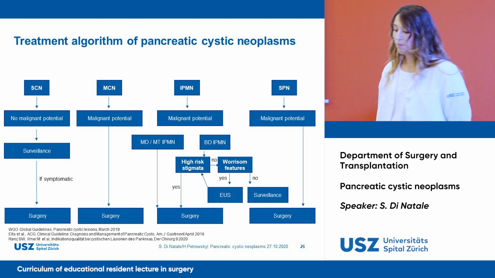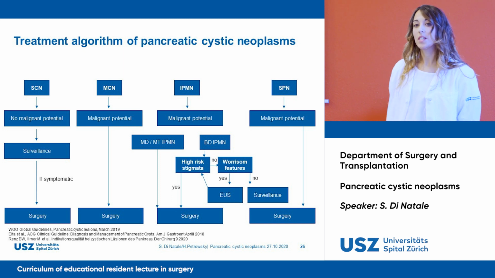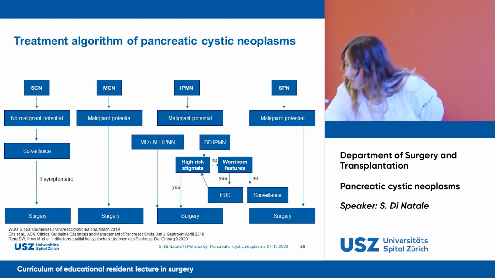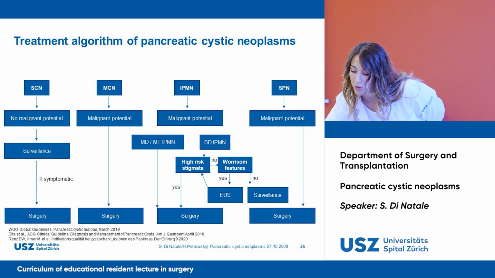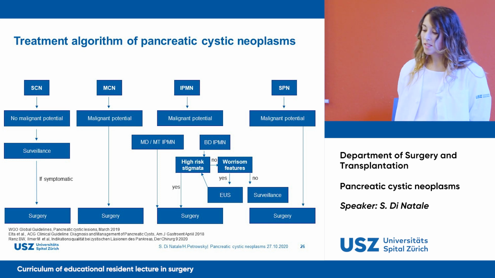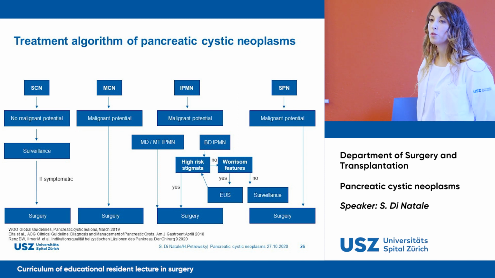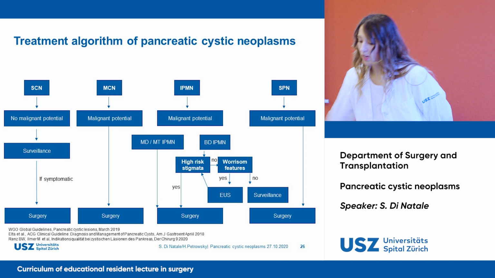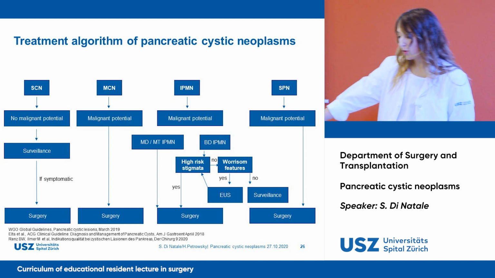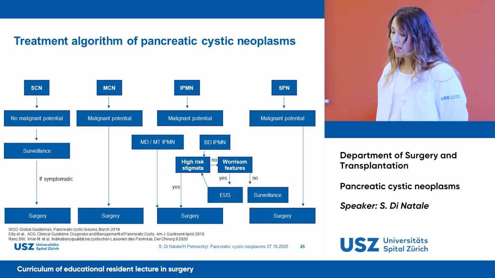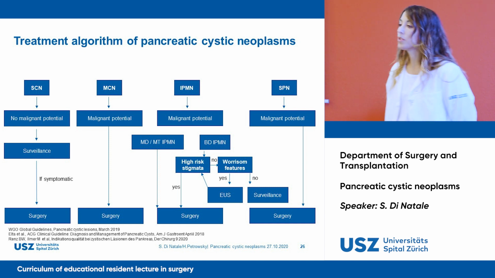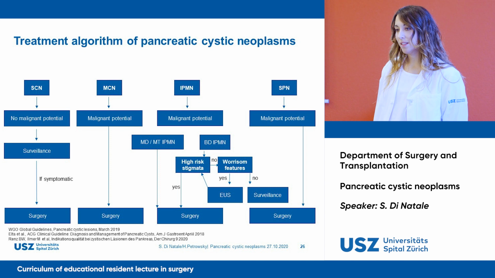Now, looking at the IPMNs, as already mentioned, the distinction between main duct and branch duct IPMNs is really important for progression and prognosis. That's why main duct and mixed type IPMNs should be resected due to the high malignancy rate. Branch duct IPMNs with high-risk stigmata should be resected as well. And branch duct IPMNs with no high-risk stigmata and no worrisome features can be surveilled.